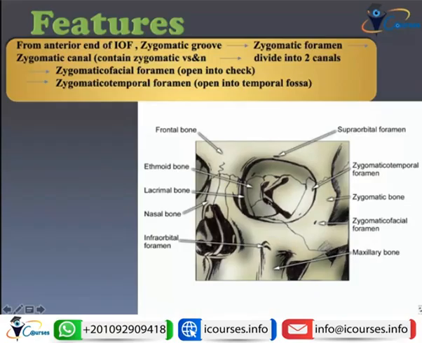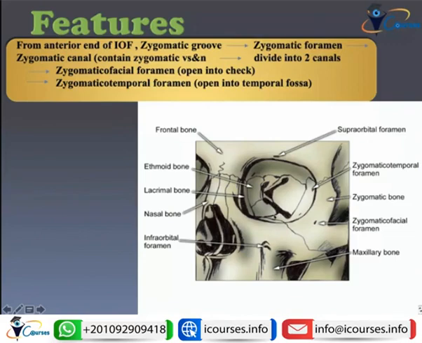So we mentioned something about the zygomatic groove. What is the zygomatic groove? It is a groove which arises from the anterior end of the inferior orbital fissure. So here is the superior orbital fissure. Here is the optic canal. Here is the inferior orbital fissure.